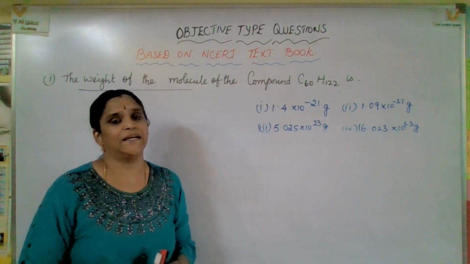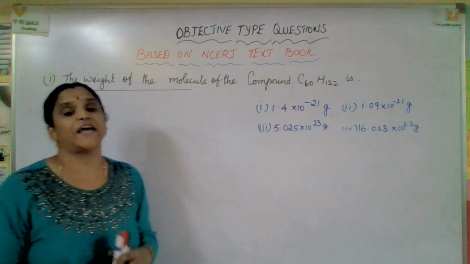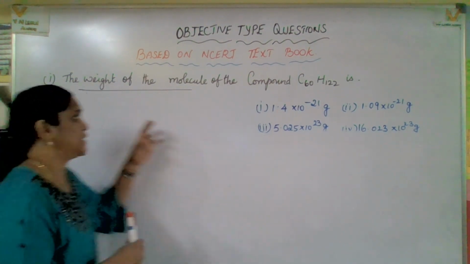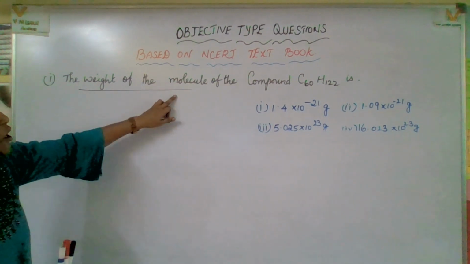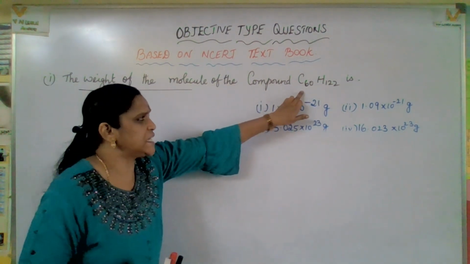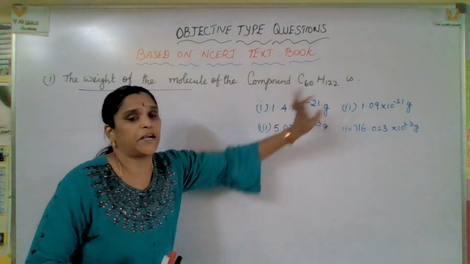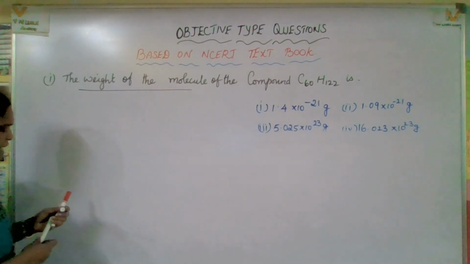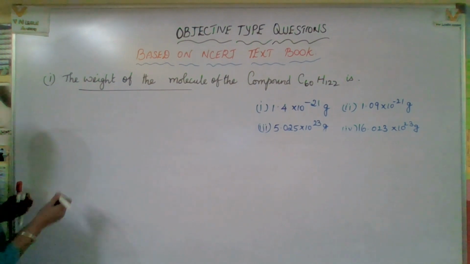Today, we are going to learn some objective type questions which are based on the NCERT textbook. Come on, let us learn the weight of a molecule of the compound C60H122. They have given the options. First and foremost, let us identify 1 mole of the compound.